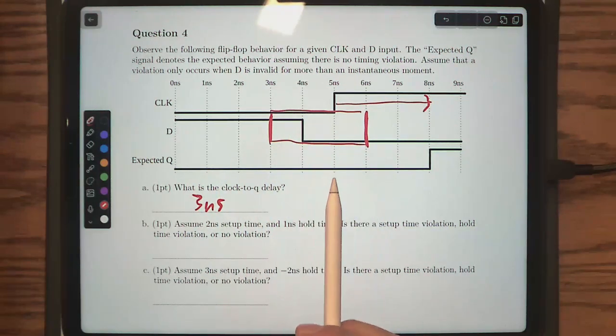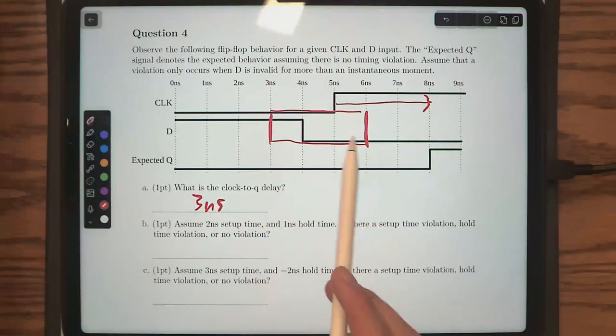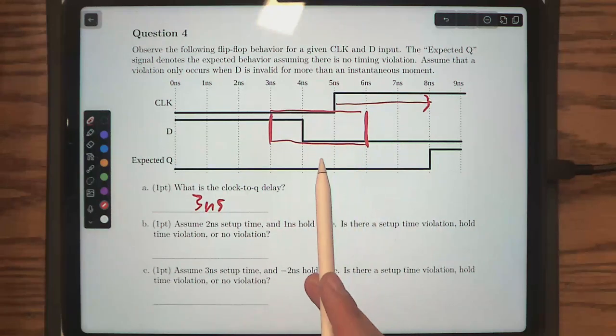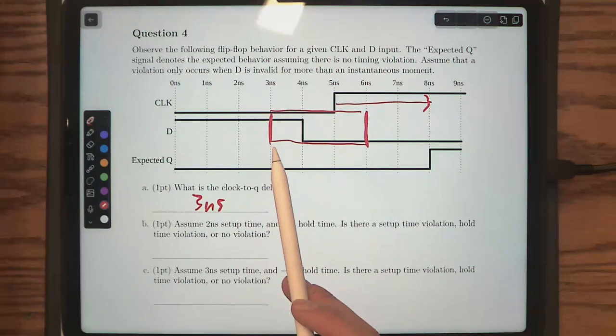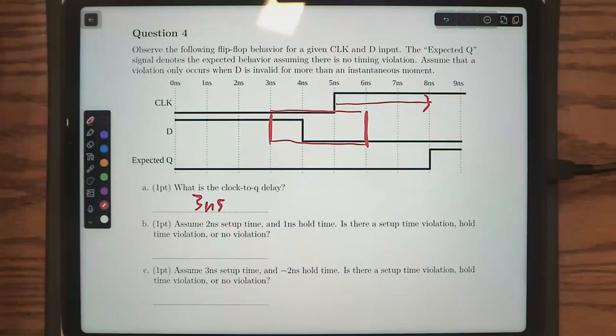I think about 50% of the class got this correct, so maybe just double check. Everyone look up here. So everyone agrees now that this is a hold time violation, right? Any confusions on this?